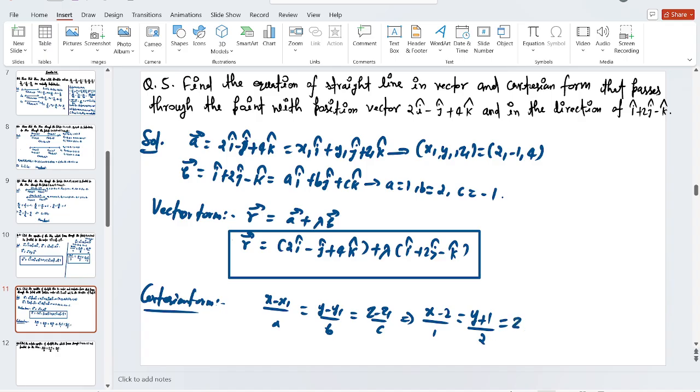And z minus z1 is equal to what? 4. So z minus 4 upon c. c is equal to what here? This is minus 1. So this is our answer. I hope it is clear to you. Okay, this is 2, minus 1 and 4, and 1, 2, minus 1. I hope it is clear to you. So this is our answer in Cartesian form and vector form. So come to the next question.